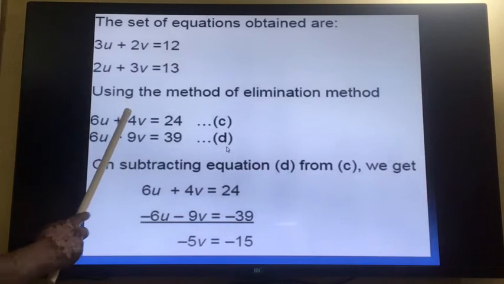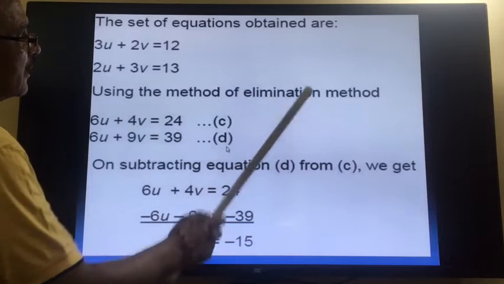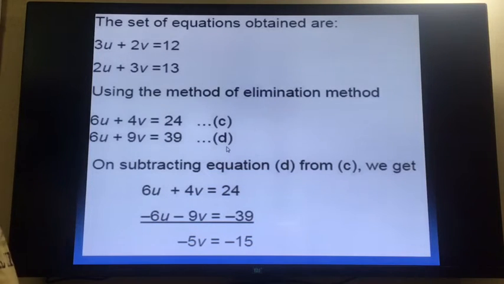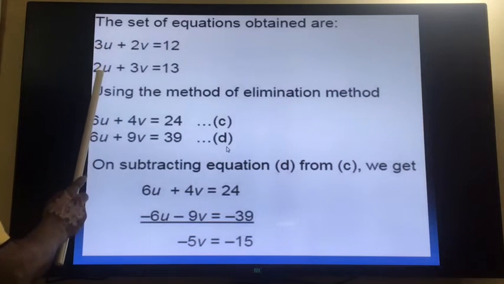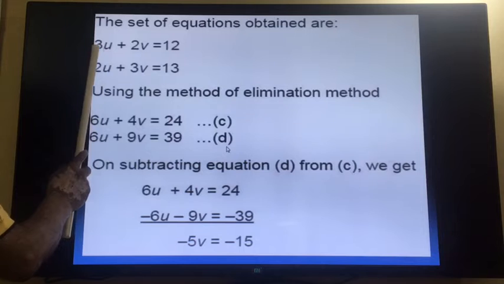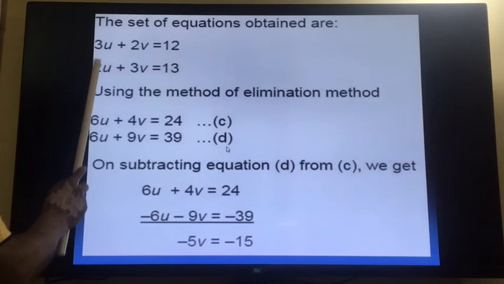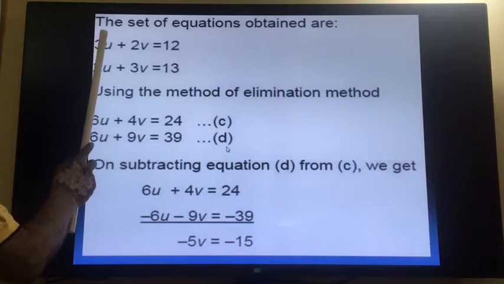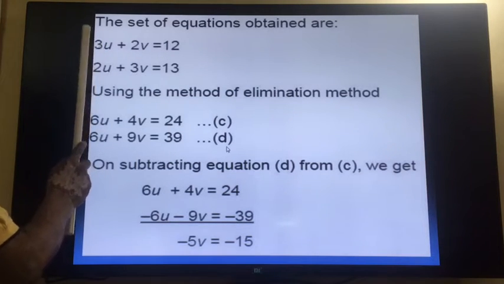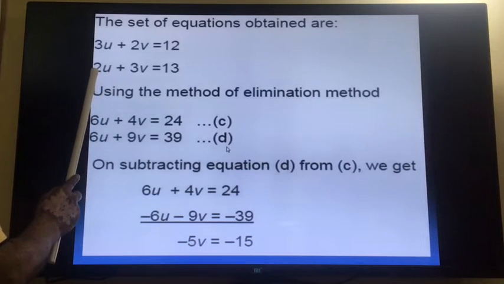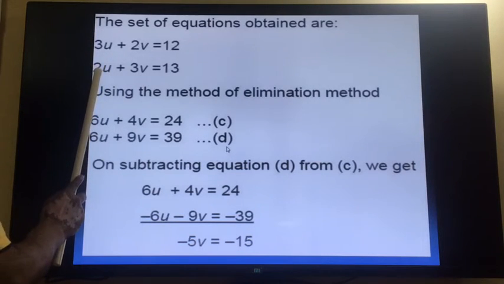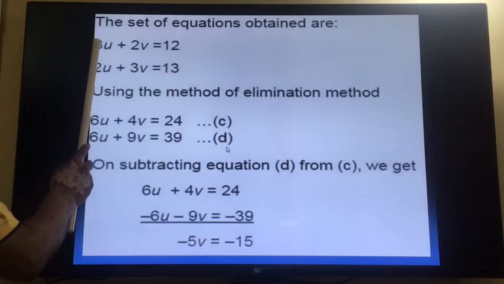For this we are using the elimination method, and in the elimination method we try to equate the coefficient. Here we are equating the coefficient of u. Here it is 3, here it is 2. To make these two coefficients the same, we will multiply the first equation by the coefficient of u from the second equation. The coefficient of u in the second equation is 2, so we will multiply the first equation by 2.